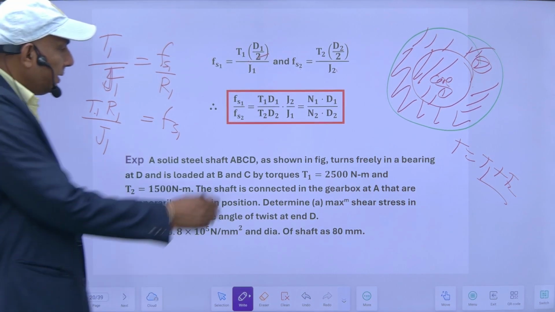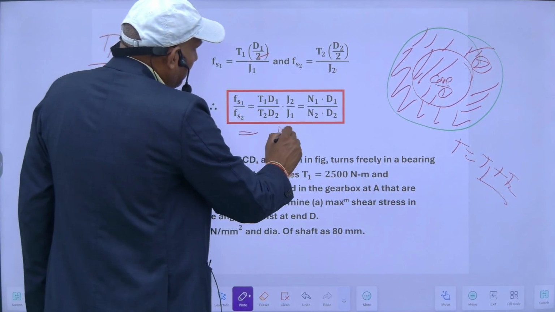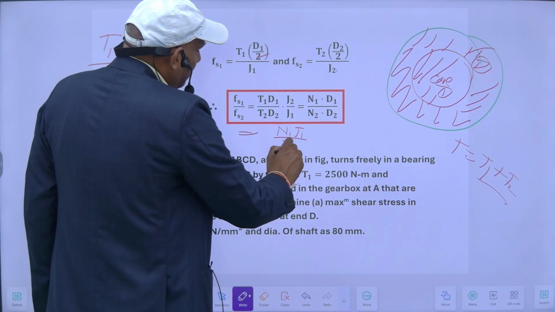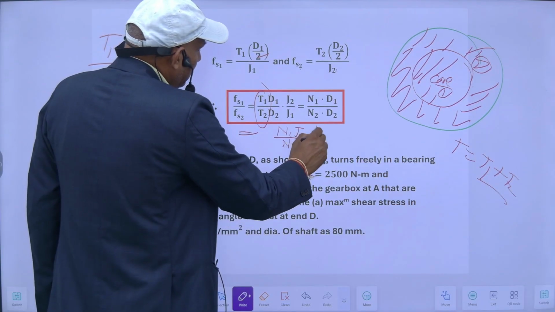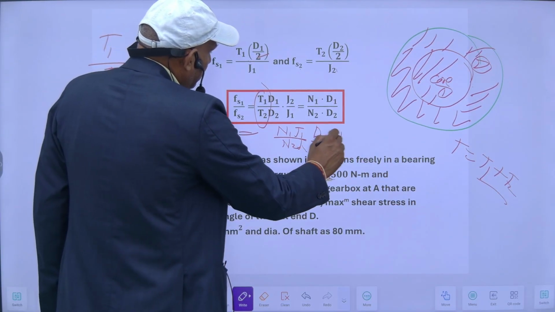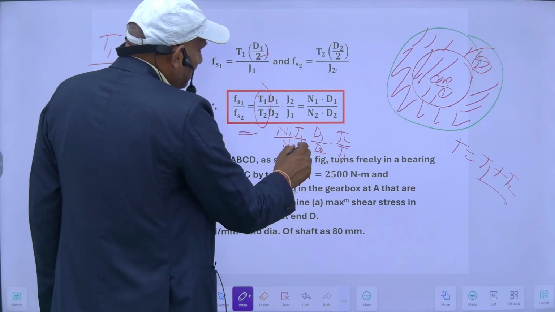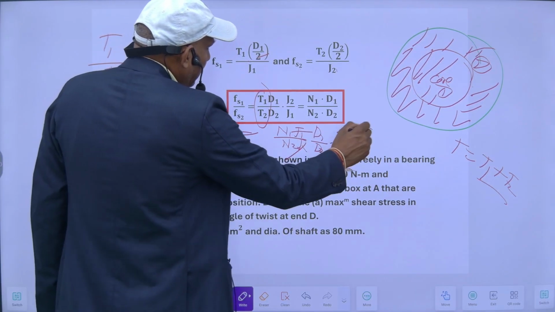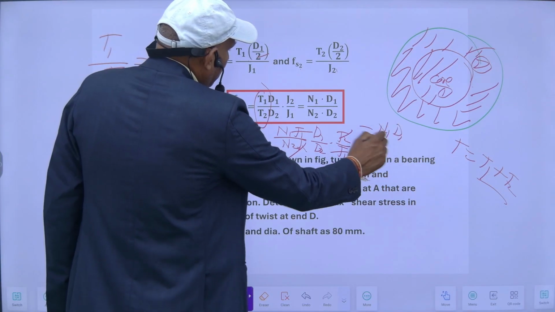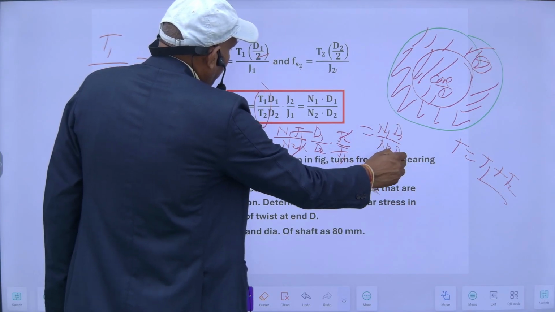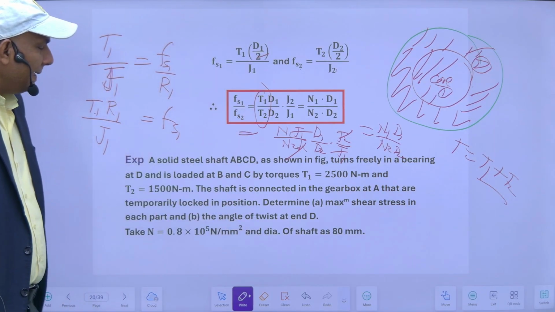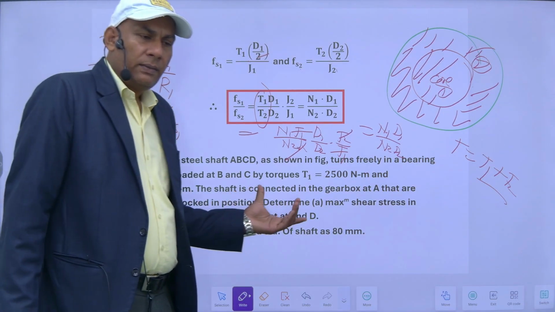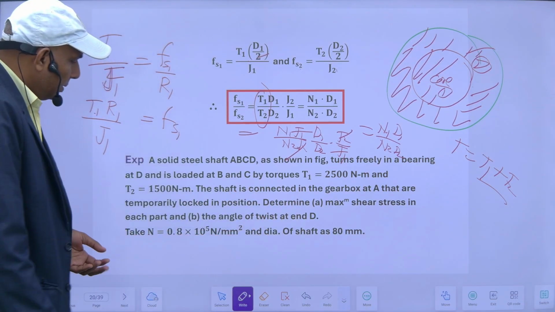So if I put here the value, T1 upon T2 is equal to G1 J1 upon G2 J2, in place of this, D1 upon D2 into J2 upon J1. So this will cancel each other. So it will be G1 D1 upon G2 D2. So this will be the ratio of Fs1 upon Fs2. So let's illustrate the things by solving the numericals.